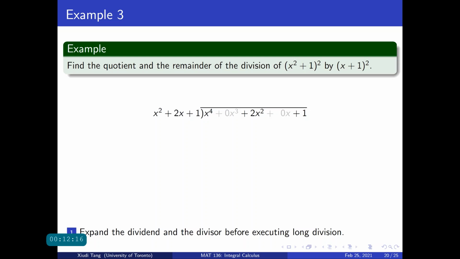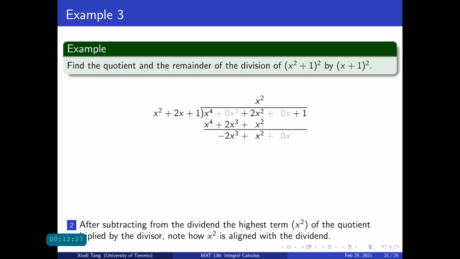x to the fourth plus 0x cubed plus 2x squared plus 0x plus 1, divided by x squared plus 2x plus 1. So first step, we compare x to the fourth divided by x squared, and get x squared. This will be the first term, and here you should note how this is lined up with the x squared term of the dividend. So we subtract.